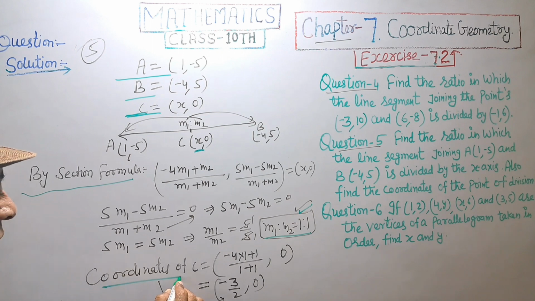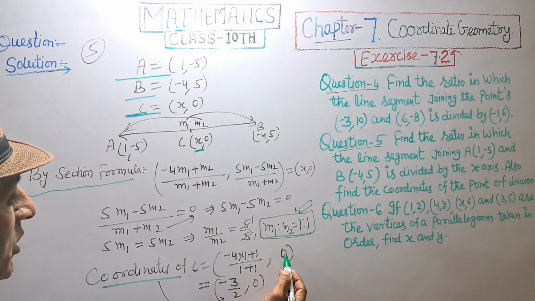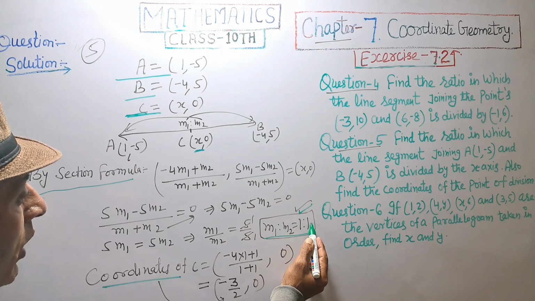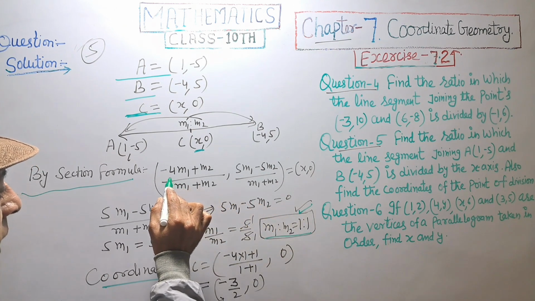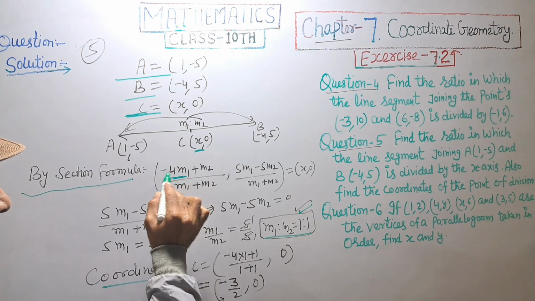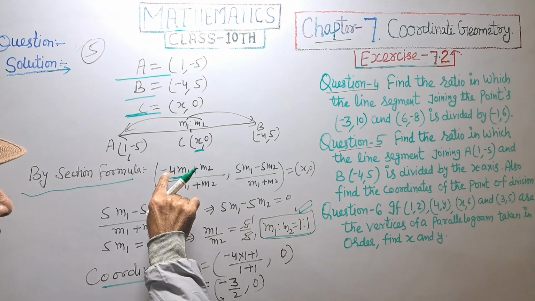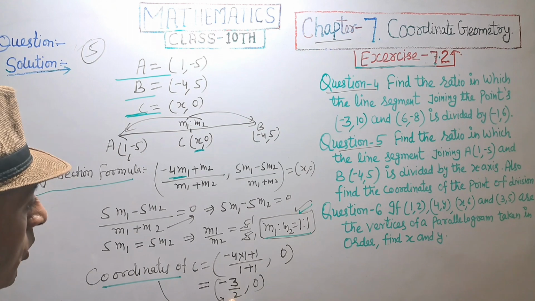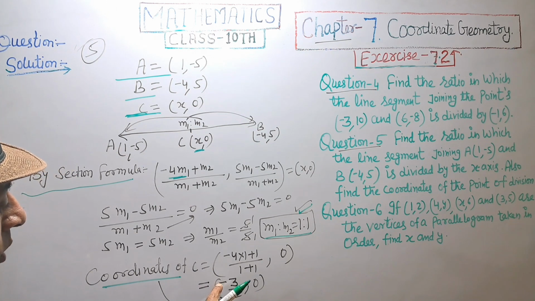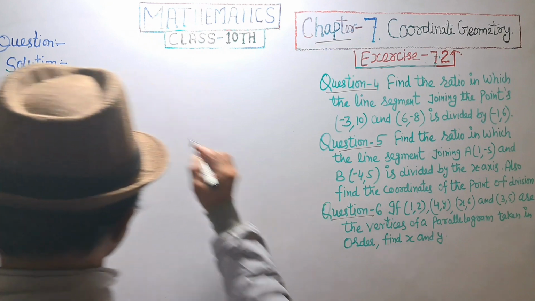So we find the coordinates of C, that is (x, 0). We put the ratio m1 to m2, where m1 is equal to 1 and m2 is equal to 1. Putting the values, -4 into 1 plus 1 divided by 1 plus 1. -4 plus 1, that is -3, and 1 plus 1 is equal to 2. So the point is equal to (-3 upon 2, 0). Answer. Question number 6.